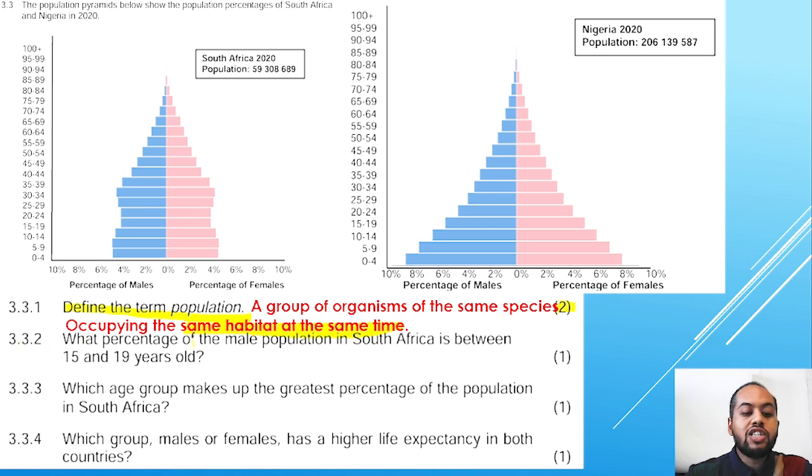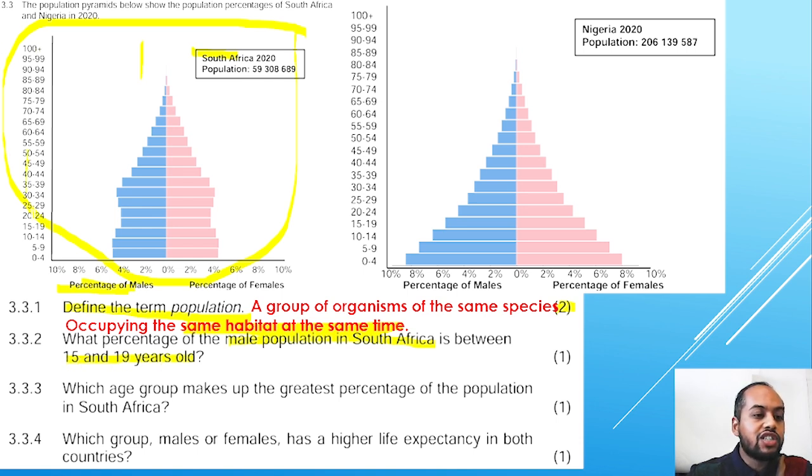3.3.2 says what percentage of the male population in South Africa is between 15 and 19 years old? Male population in South Africa. This is the population pyramid for South Africa. We are looking at this population pyramid. We are looking at our males. The males are going to be on the left-hand side, 15 and 19 years. We're going to look at our ages here, 15 and 19 years. That is what we are looking at. So this is the bar that we are reading, and therefore we are going to get the percentage here, which corresponds to 4%. We read the percentage from the x-axis.